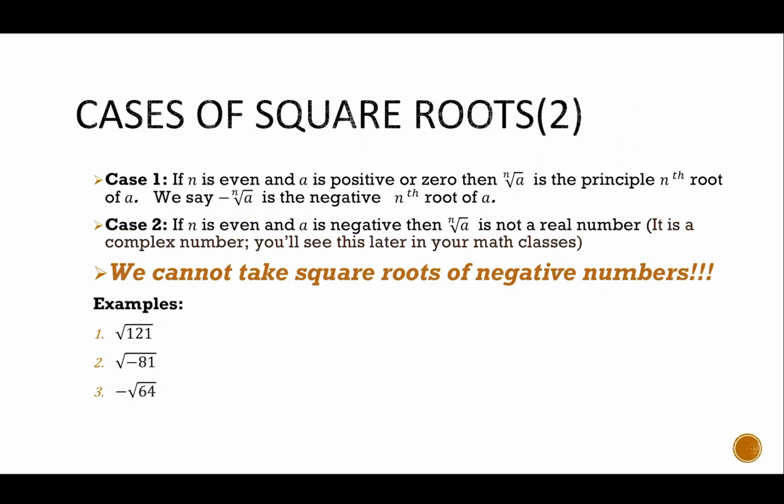Here I have the square root of 121 is 11. The square root of negative 81, it's really tempting to say negative 9, but this is not a real number. We cannot take the square root of negatives. And the negative square root of 64 is negative 8.